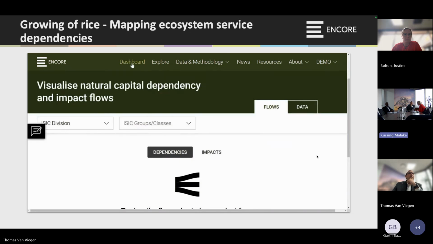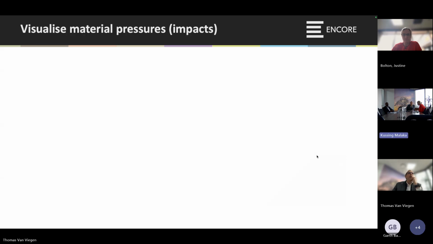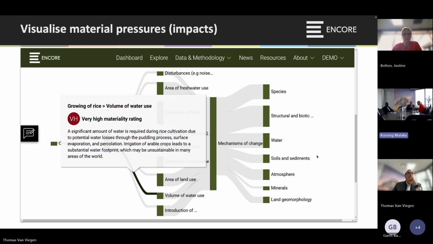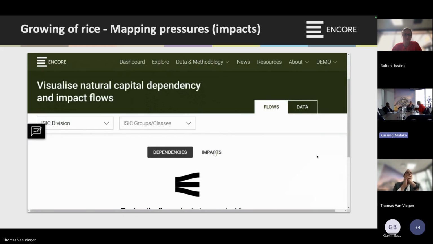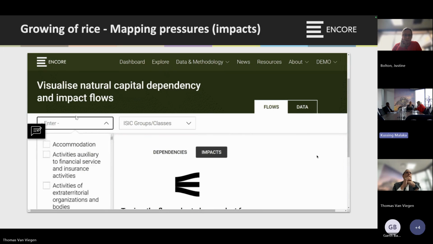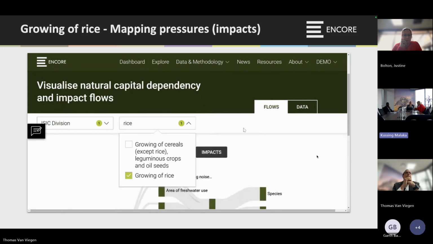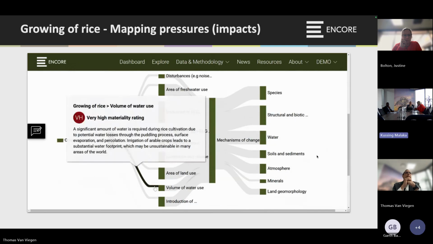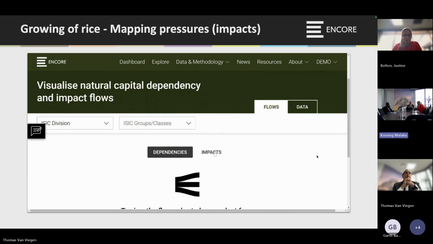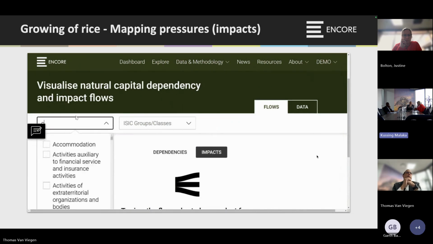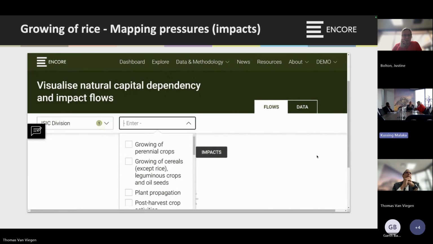So as you can see, water supply is highly dependent on that. So looking at it, that's dependencies. Now looking at impacts, the issue around the volume of water used. The first one was the ecosystem of water, and now the volume of water used, very similar process. You select the impacts tab, the same ISIC classification, and you would then get a different Sankey diagram which shows the volume of water used for that specific production process having very high materiality.